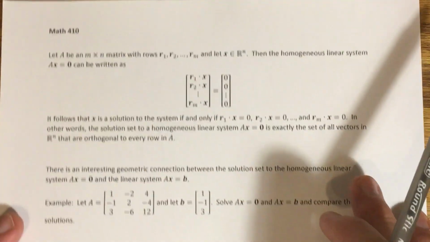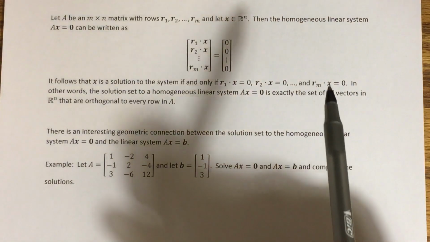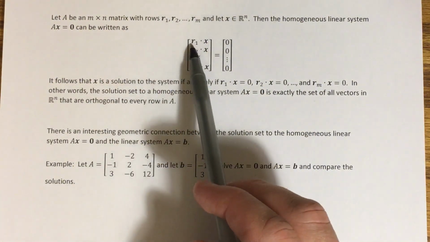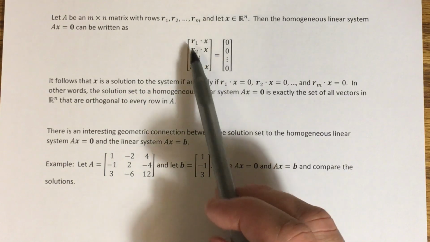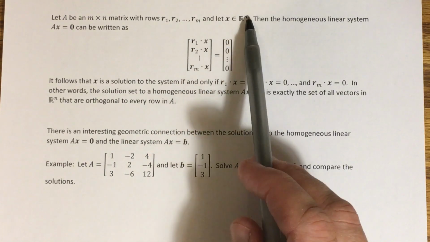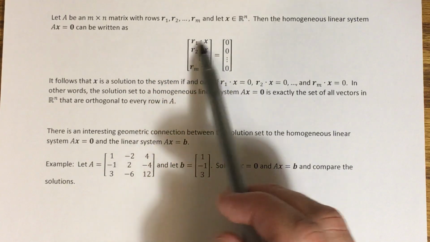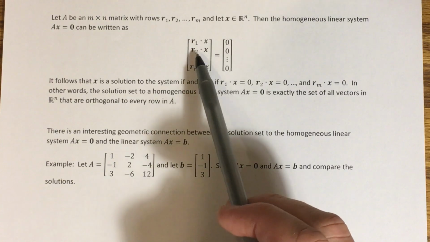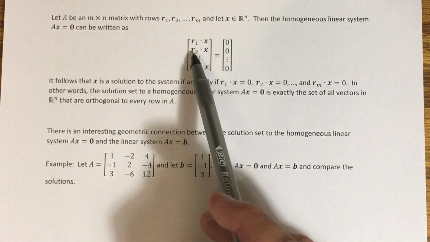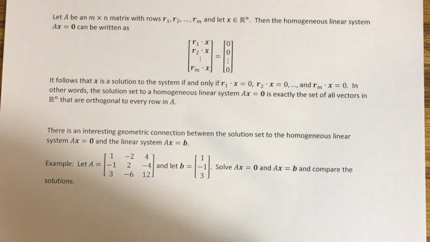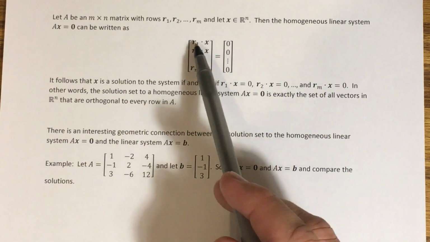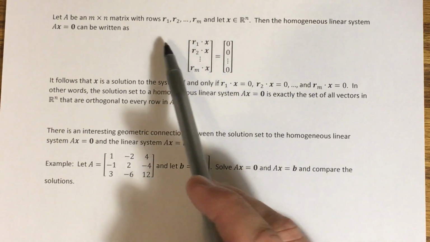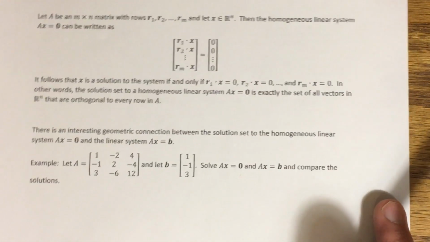We know from our definition of matrix multiplication that the result is going to be a column vector in Rm, not n, where each row is the dot product of a row of A with our vector x. So R1 dot x, R2 dot x, and so on. However, because this is a homogeneous linear system, each of these dot products should be coming out to 0. That's because we have the 0 vector on this side. So what does that mean?